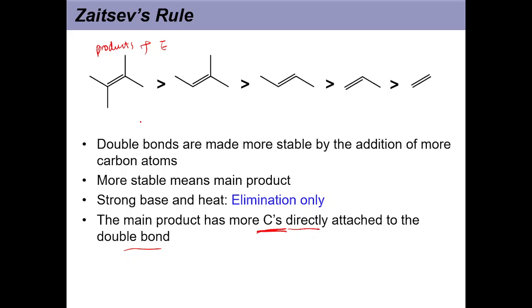Now, with this in your mind, you might be able to think about when you have different choices of double bond to be made, which one is going to be formed. There's one more thing before we go to the next slide. It's worth mentioning that the elimination reaction prefers to use a strong base and heat, which we're going to talk more about in the next few videos.